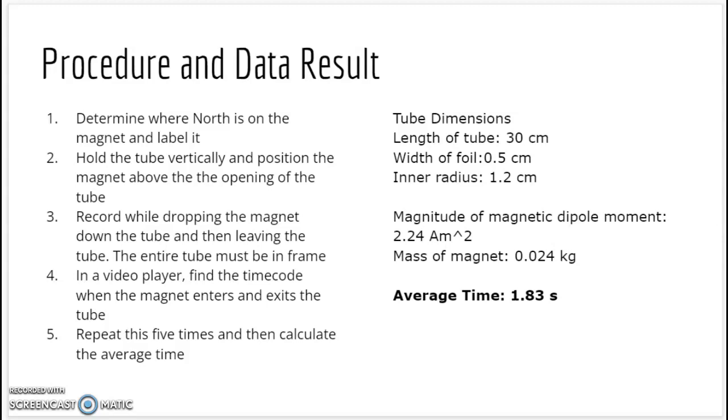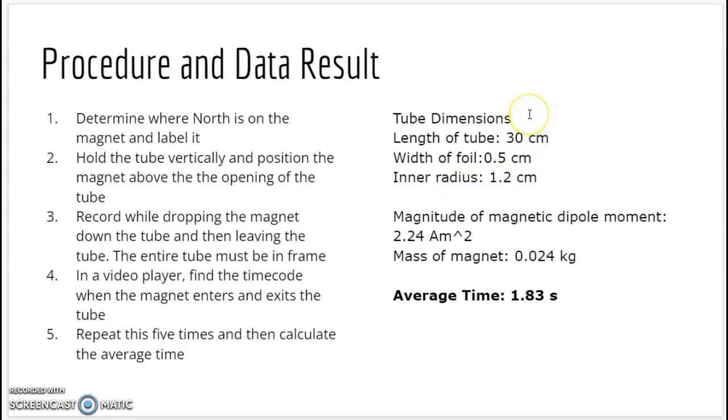So for procedures and data results, first we need to determine where north is on the magnet and label it. Secondly, we need to hold the tube vertically and position the magnet right above the opening of the tube. Third, we are going to record the tube while the magnet drops, and the entire tube must be in frame. Fourth, in a video player, we're going to find the time code where the magnet enters and exits the tube. And fifth, we're going to repeat this 5 times and then calculate the average time.